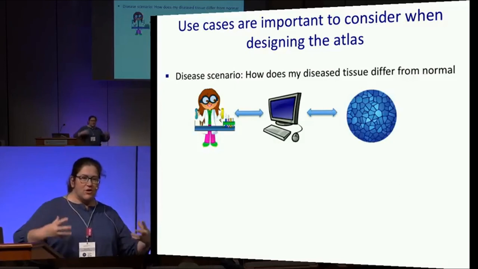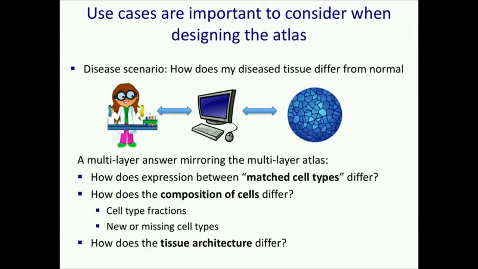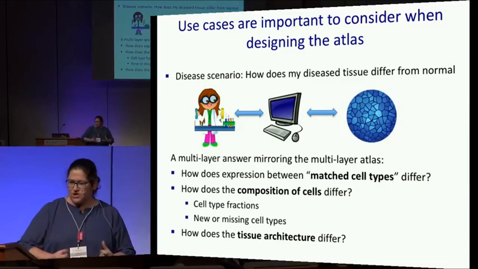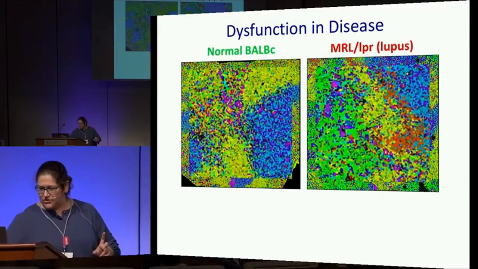Another case study, again, a disease scenario, more complex than what is my cell like. Here, we need a multi-layer answer. If you want to compare, here's my disease cell. I want to use the atlas to query my disease cell. How does expression differ between matched cell types in the disease and non-disease? Again, we have to define cell types and then a matched cell type, and what matters between the disease and not cell state. How does the composition of the cells differ, both new cell types, as Pam so beautifully showed in the context of immunotherapy, as well as differences in their proportions? And how does the tissue architecture change, as Gary so beautifully showed right here?